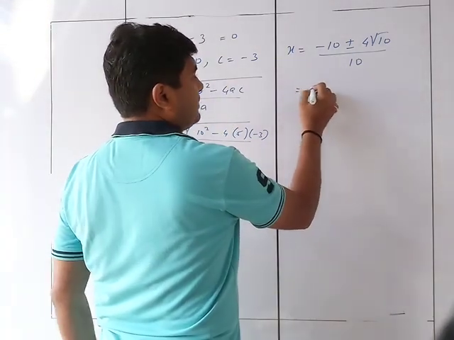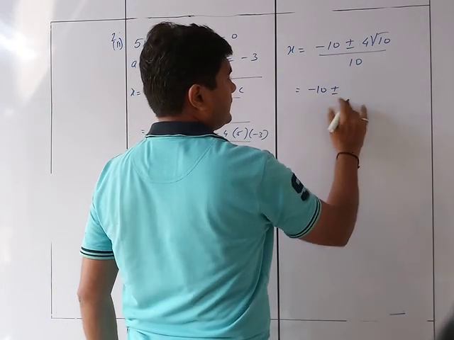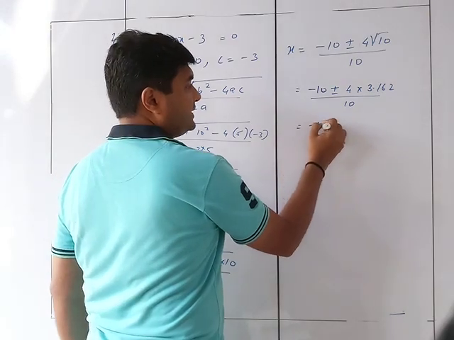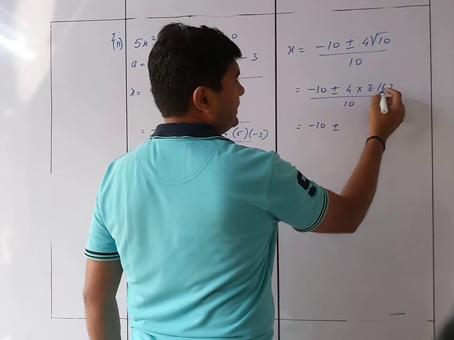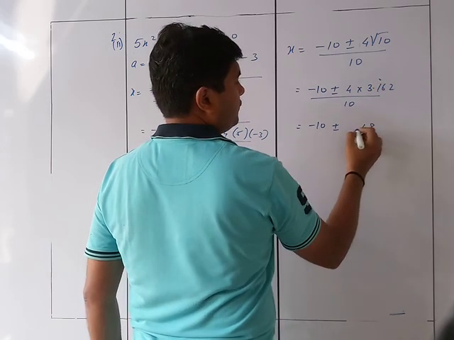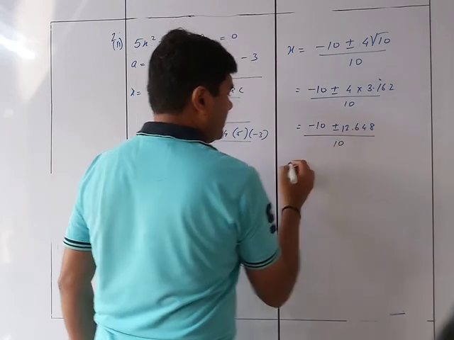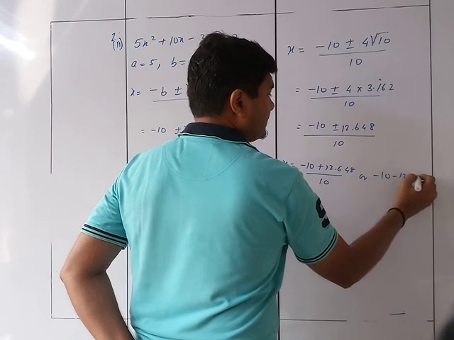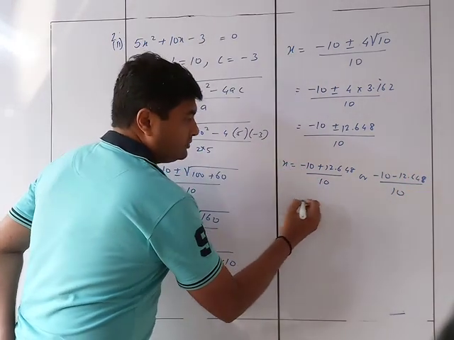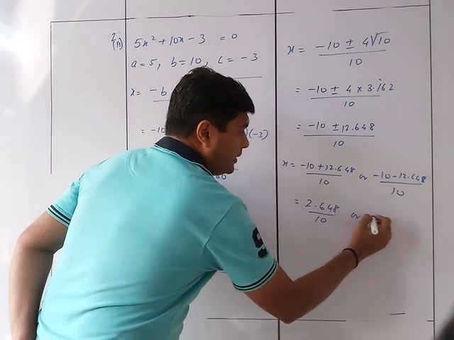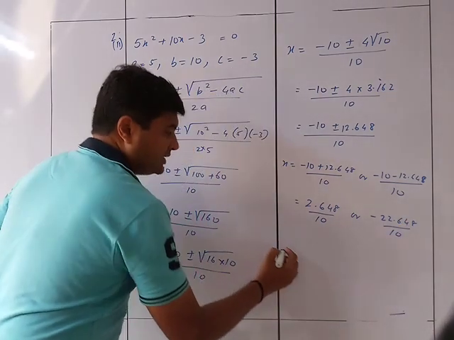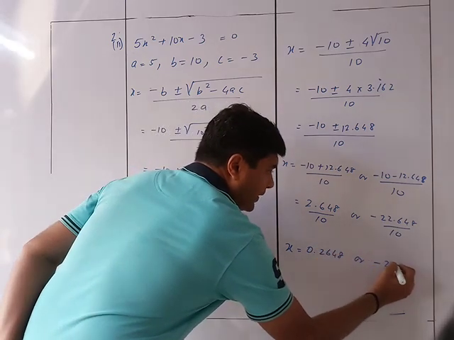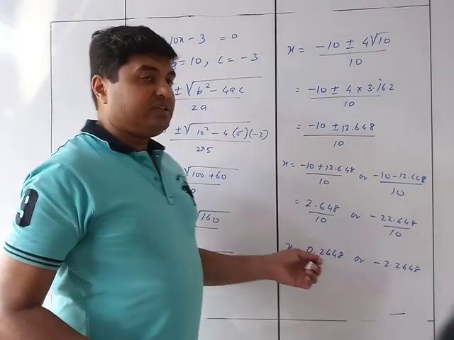So here you will write minus 10 plus or minus 4 into 3.162 upon 10. Got it? So this becomes minus 10 plus or minus 12.648 upon 10. So x is equal to minus 10 plus 12.648 upon 10, or minus 10 minus 12.648 upon 10. This becomes 2.648 upon 10, or minus 22.648 upon 10. Hence, the value of x is equal to 0.2648, or minus 2.2648.